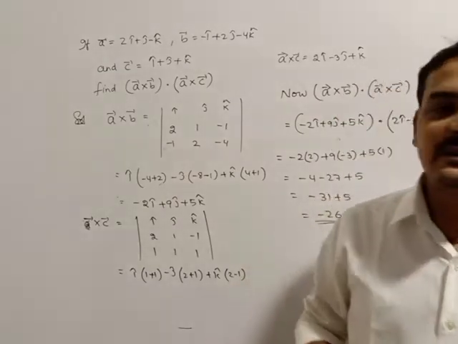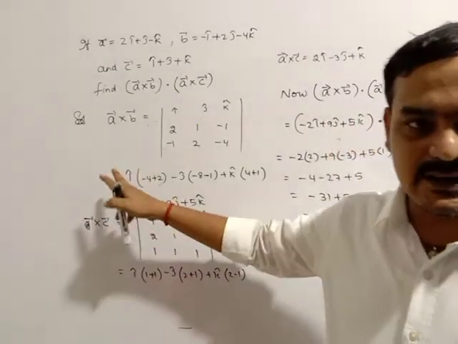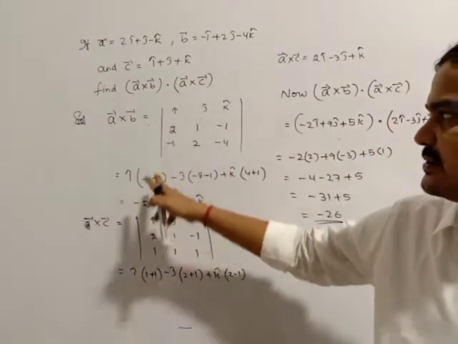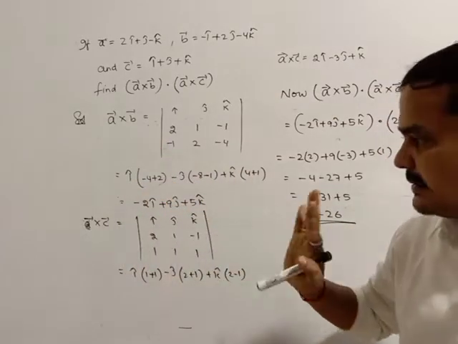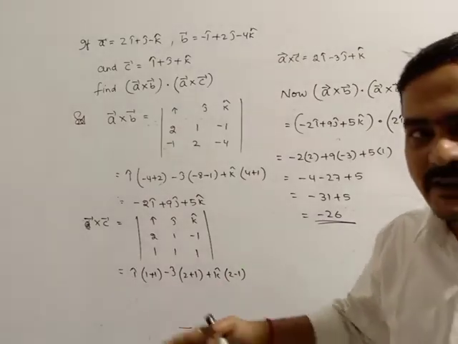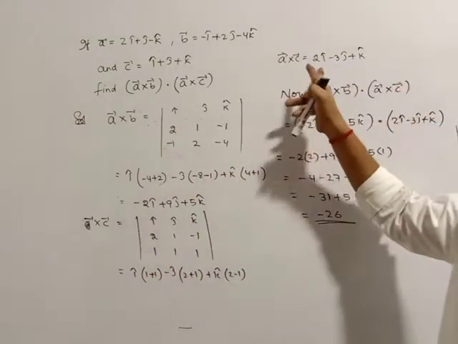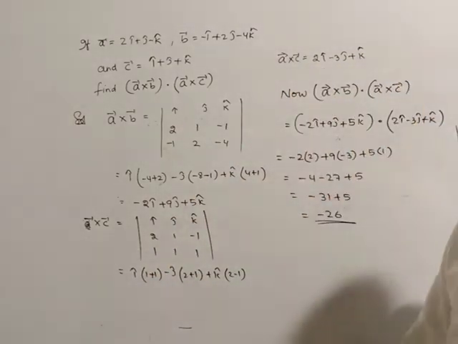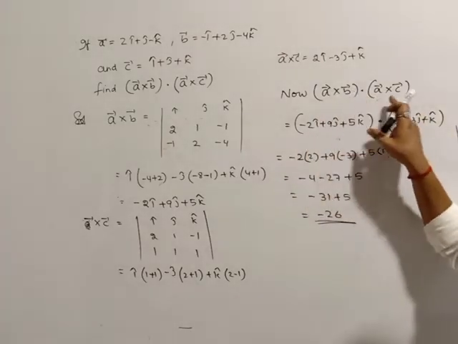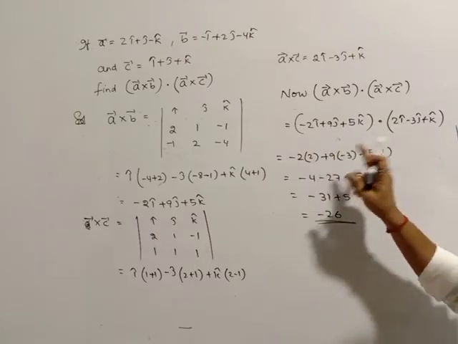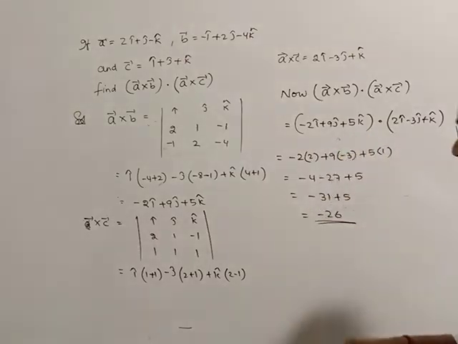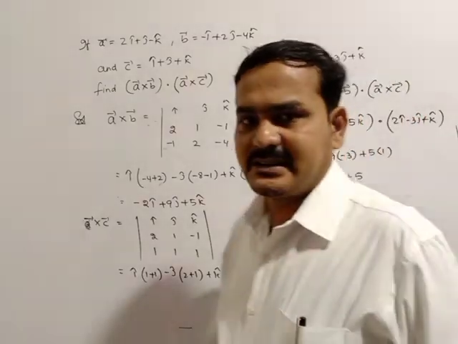For that purpose only, first of all we are going to find a bar cross b bar. That is equal to i into, that means minus 2i bar plus 9j bar plus 5k bar. Next we are going to find a bar cross c bar, that is equal to 2i bar minus 3j bar plus k bar. Finally, a bar cross b bar dot a bar cross c bar. So for both vectors, take the dot product, the product of the ijk coefficients with summation. We did it, getting the answer minus 26.